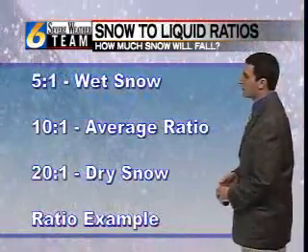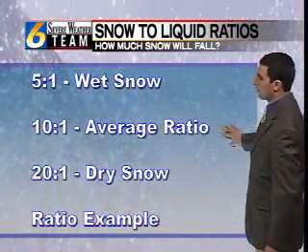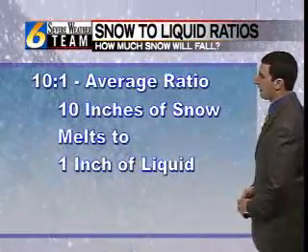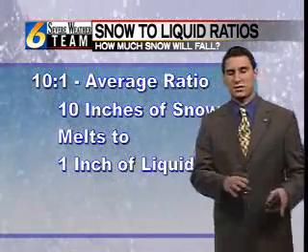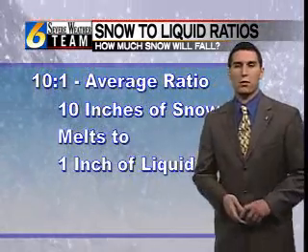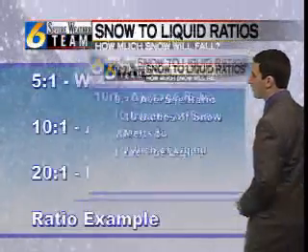So let's talk a little bit about snow to liquid ratios. Again, we'll talk about the average just a bit, and the 10 to 1 is the average ratio. So again, for every 10 inches of snow, you would end up with 1 inch of liquid precipitation.